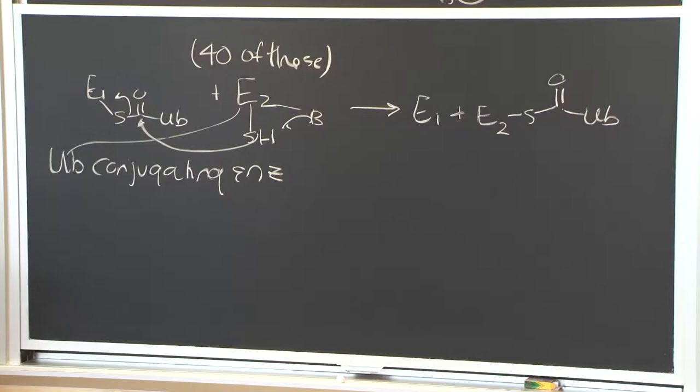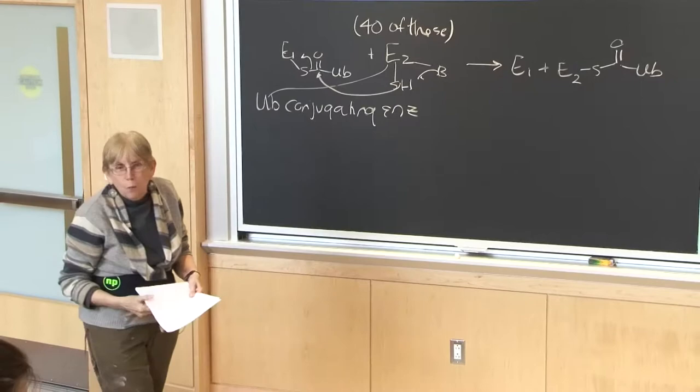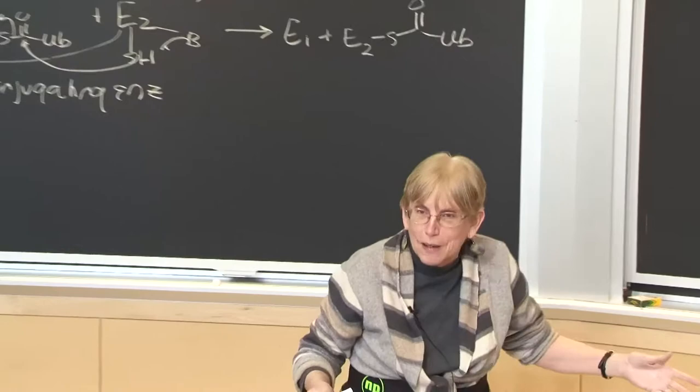Okay, so there were 40 of these things, and what does that have to tell you? What does that tell you about E1 and E2? I haven't given you any information about structure, but there are 40 E2s, so they obviously all have different structures. But these things have got to be really flexible.